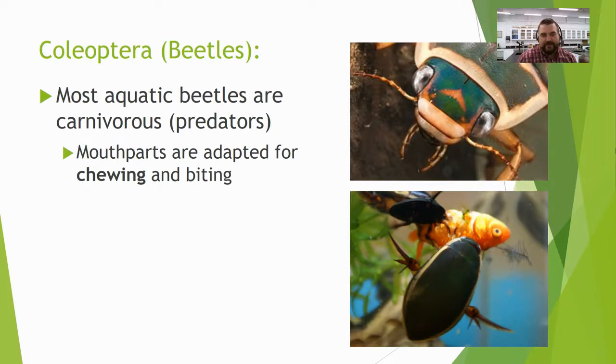Just like our bugs, most aquatic beetles are carnivorous. They're predators as larvae and as adults. However, and here's one way we can tell them apart, the mouth parts of our beetles are adapted for chewing and biting. They don't have that piercing beak. Here somebody took a picture of their giant water beetles eating a goldfish that likely died in their tank. And they're making quick work of chewing and digesting, breaking down that small goldfish.